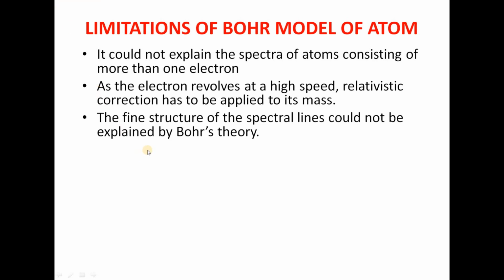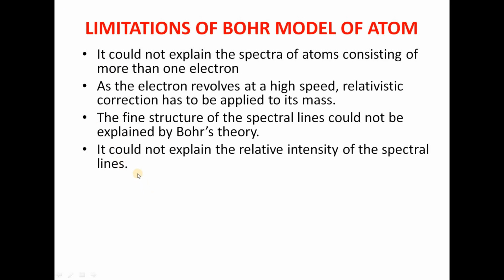The third limitation of Bohr's atomic model is this one. The fine structure of the spectral lines could not be explained by Bohr's theory. When the familiar red spectral line of the hydrogen spectrum is examined at very high resolution, it is found to be a closely spaced doublet. This splitting is called fine structure and was one of the first experimental evidences for electron spin. This could not be explained by Bohr's model.